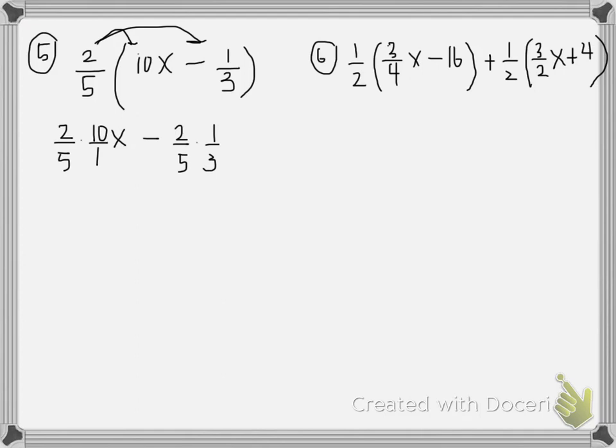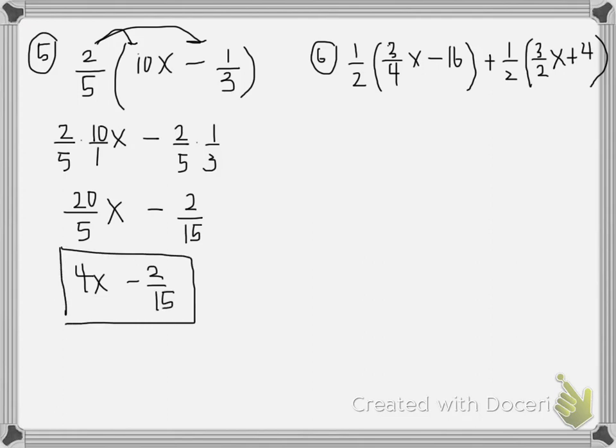So when you multiply, 2 times 10 gives you 20 over 5. And then this will be 2 over 15. 20 divided by 5 will be 4x, and minus 2 over 15. Can't simplify that any. There's my answer.